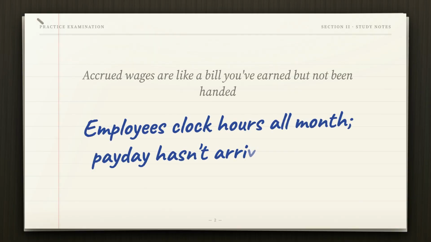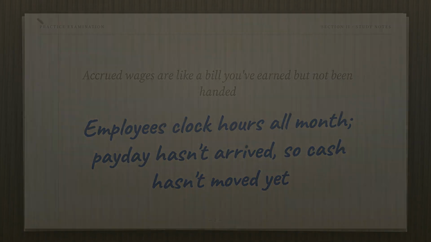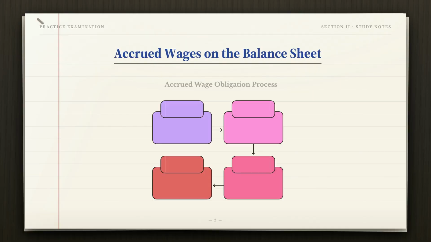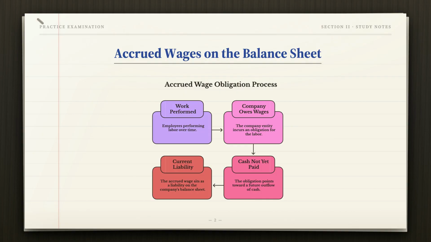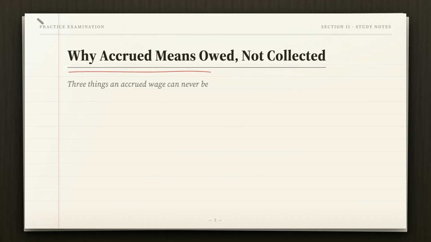Think of accrued wages this way. Employees have already done the work but payday hasn't come. The company owes them money that hasn't left its hands yet. So the direction of the cash is outward, not inward. Picture the balance sheet itself. Work performed creates an obligation, not an asset. And that obligation sits as a current liability because the company will settle it soon, at the next payroll or tax filing. Getting the direction right settles several classification questions at once.